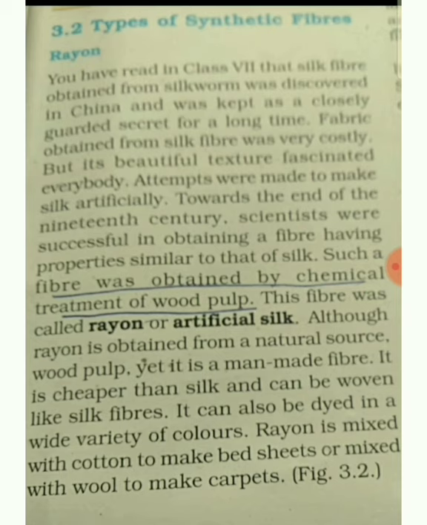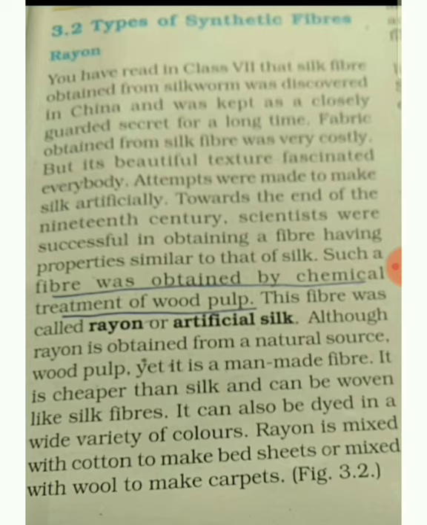Silk fiber obtained from silkworm was discovered in China and was kept as a closely guarded secret for a long time. Fabric obtained from silk fiber was very costly, but its beautiful texture fascinated everybody. Attempts were made to make silk artificially. Towards the end of the 19th century, scientists were successful in obtaining a fiber having properties similar to that of silk. So where was it obtained? First in China, and attempts were made to make silk artificially.